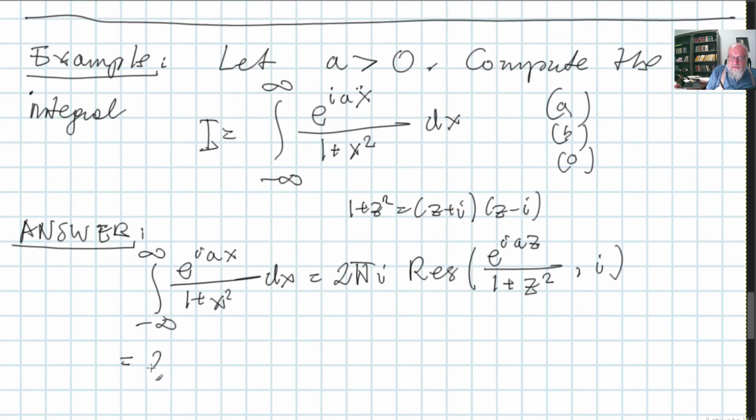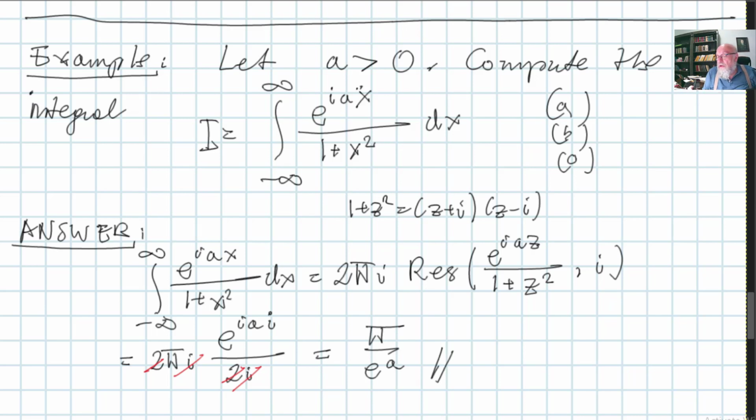Now you just need to evaluate it properly. So the residue is equal to e to the i a times i, divided by 2i, by the obvious formulas that we were practicing before we started this lecture. That means we know how to compute these residues. Cancel. And the answer is pi divided by e to the a, and that's the value.